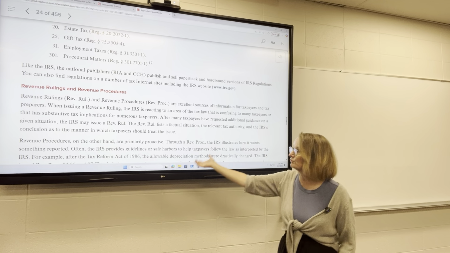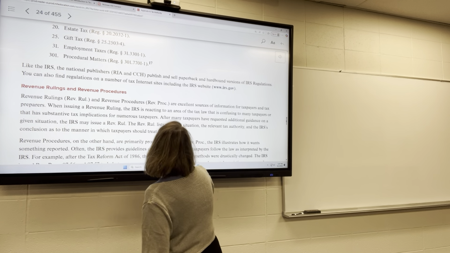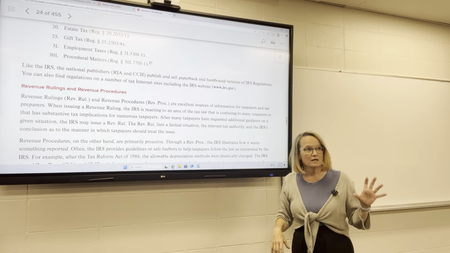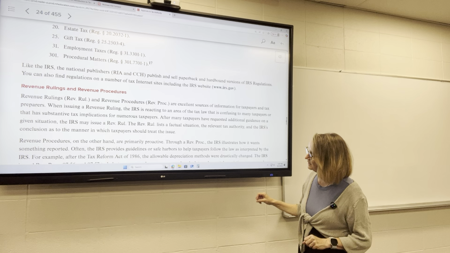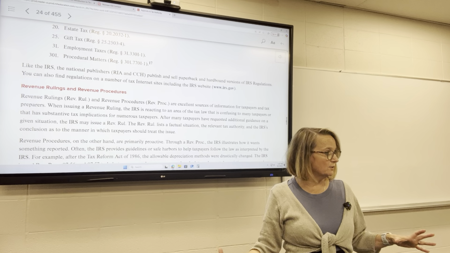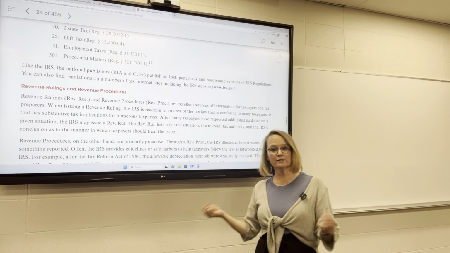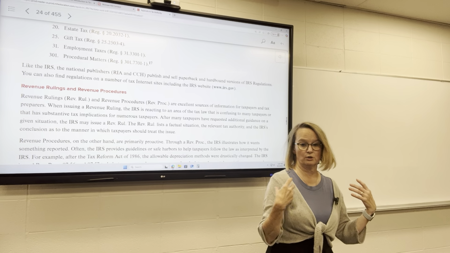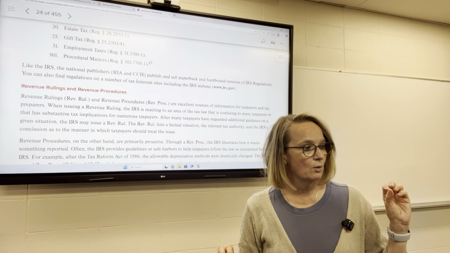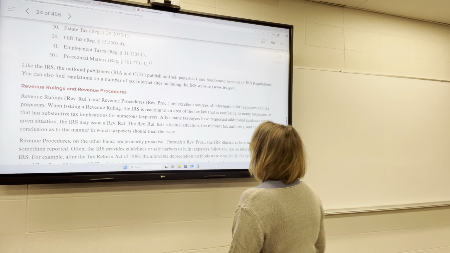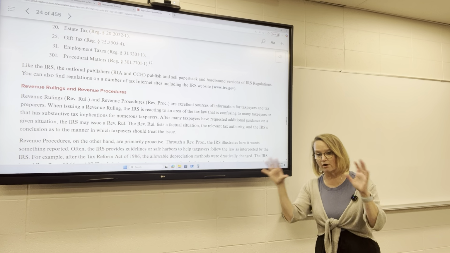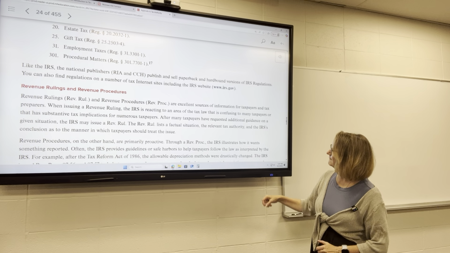And then we also have revenue rulings and procedures. They're more like sources of information for taxpayers, not as authoritative as the regulations are. So the IRS is reacting to an area of the law that's confusing in one of these rulings. Some area has become, people just, there seems to be a lot of confusion about what the proper way of interpreting a law is. And so what the IRS will do is they'll address that directly. So it's not like an overarching regulation, it's more specific.